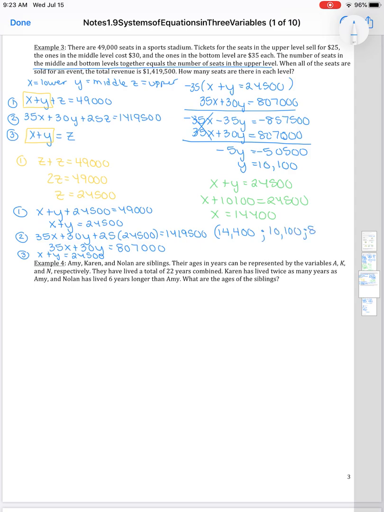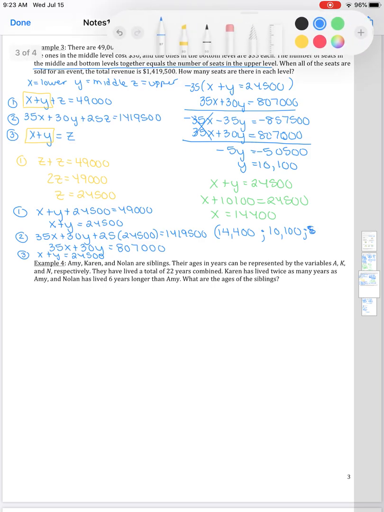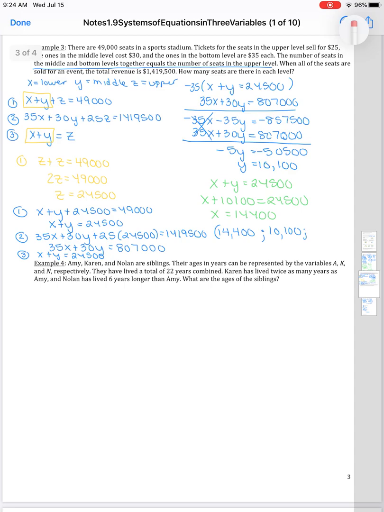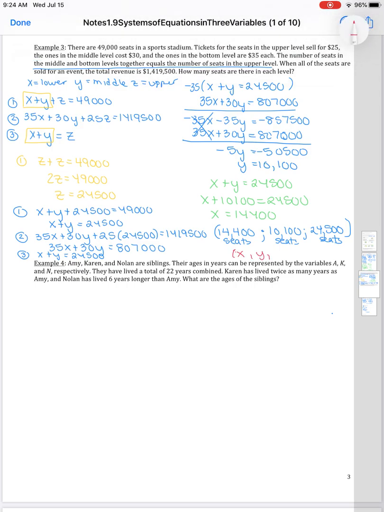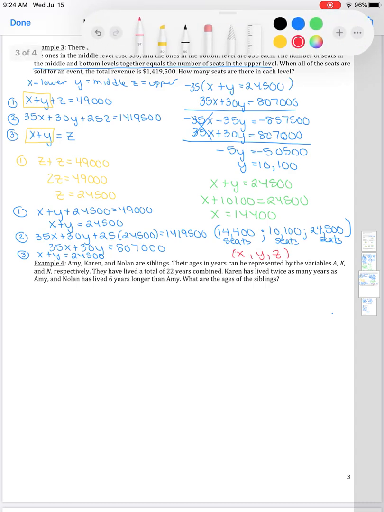In terms of final answer, we usually write x, y, and z. So we have 14,400, 10,100, and then for z, 24,500. And these are all seats. And again, what those should represent is this is your X, this is your Y, this is your Z, and then X is the lower, Y is the middle, and Z should be your upper for that one.